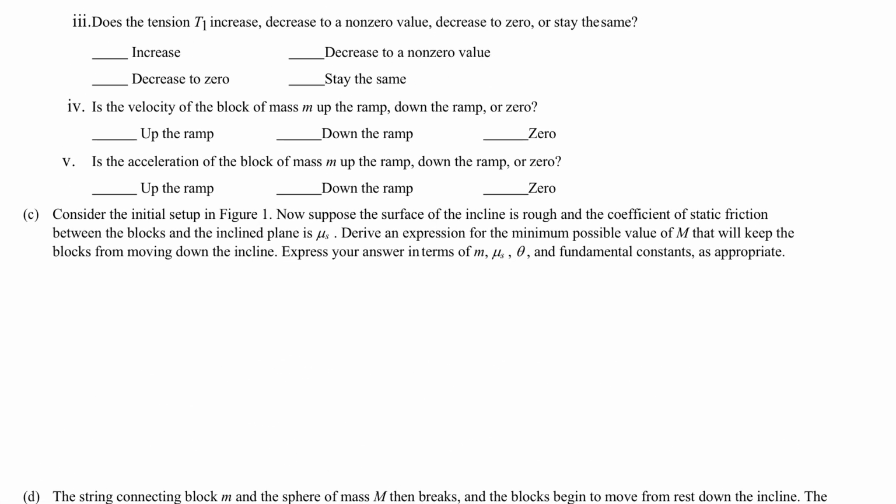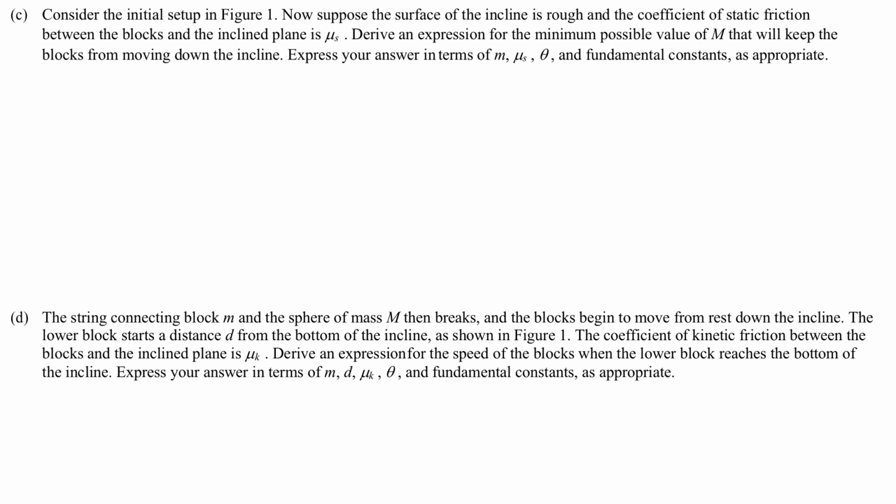It says, consider the initial setup in figure 1. Now suppose that the surface of the incline is rough and that the coefficient of static friction is mu s. Derive an expression for the minimum possible value of m that will keep the blocks from moving, and this is important, down the incline. You've got to pay attention to those details because that's what determines the problem. They want to prevent the blocks from going down the incline, which means friction is acting up the incline. That's the detail you had to get from that portion of the problem.